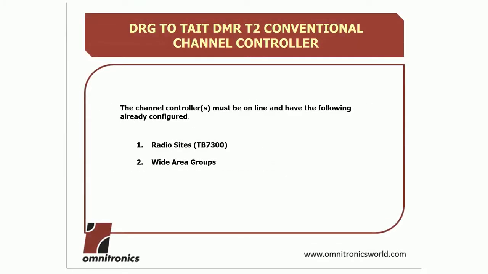Over on the Tait channel controller, it must of course be online and have the following already configured: TB7300 radio sites and wide area groups. We will be assigning one of these groups to our DRG100.